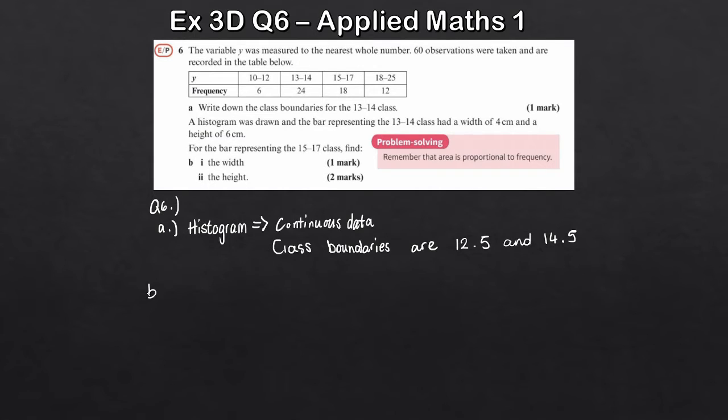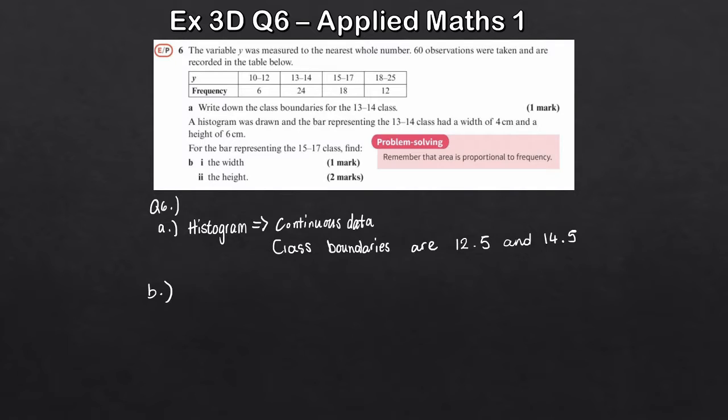Part B now. So it's split into two parts. I'm going to just do them together, because rather than working out the width individually and then working out the height, you can kind of just do them all as one. So I'll just call it part B here. So we're told the histogram's drawn, and the bar representing the 13-14 class has a width of 4 centimeters and a height of 6 centimeters. So all we've got to do then is basically find out the height and width of the 15-17 class.